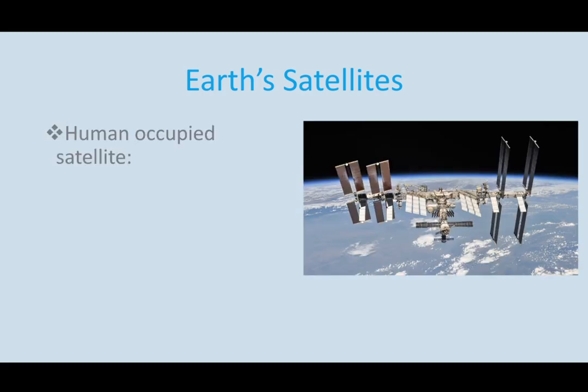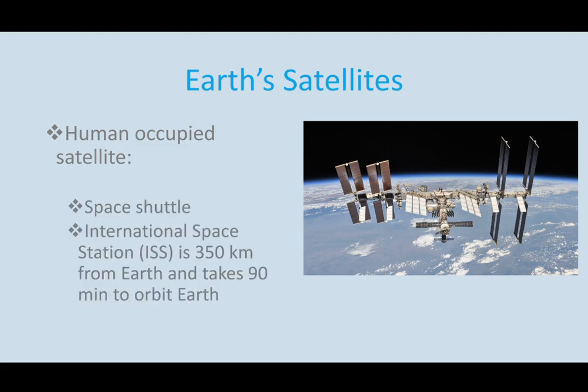Some of our satellites are human-occupied, such as the space shuttle or the International Space Station. The space station is 350 kilometers from Earth, and it takes about 90 minutes to orbit Earth. It's quite a bit larger than you might think of a satellite, but again, it's orbiting, or revolving around, Earth.